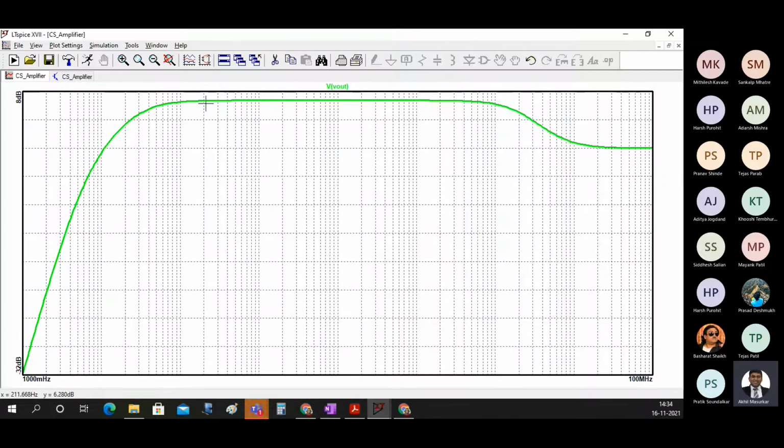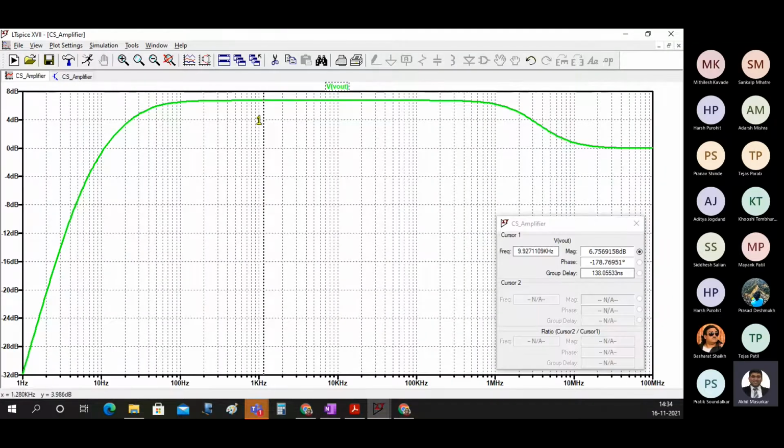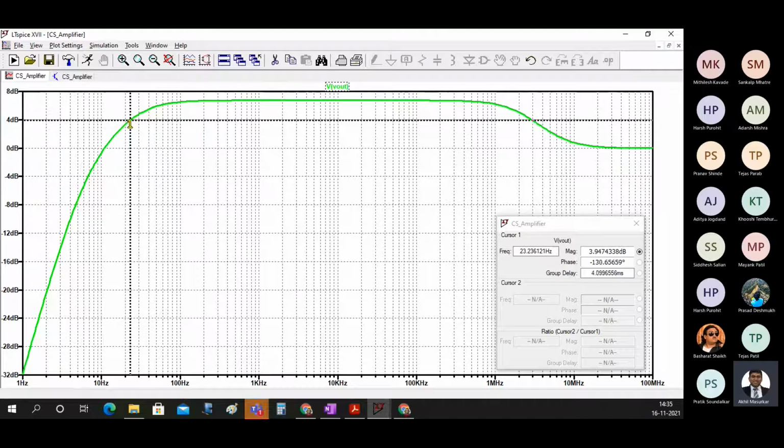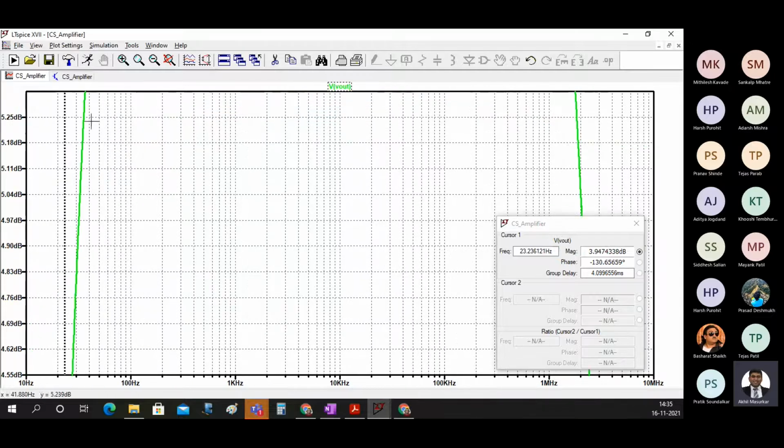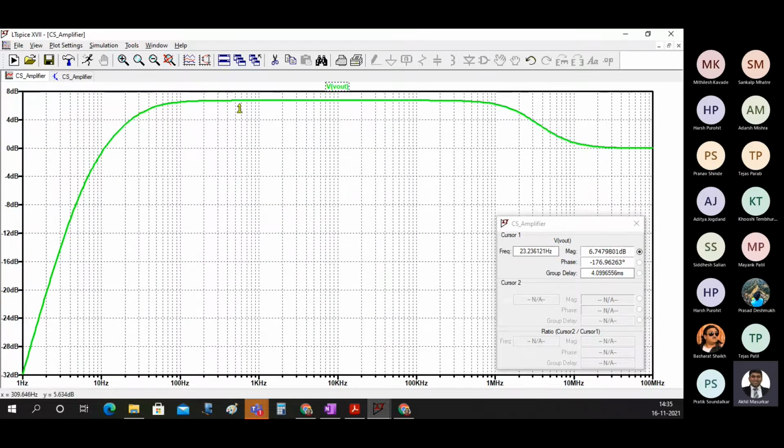So here, if you click on this and come 3 dB below 6.25, that would be something like 3.25. You can see here magnitude 3.25, and if you look at the frequency here, that is going to be your lower cutoff. So around 23 hertz is your lower cutoff. And if I take the same point on the other side, somewhere here, I can see that it is somewhere in megahertz, 2.73 megahertz.